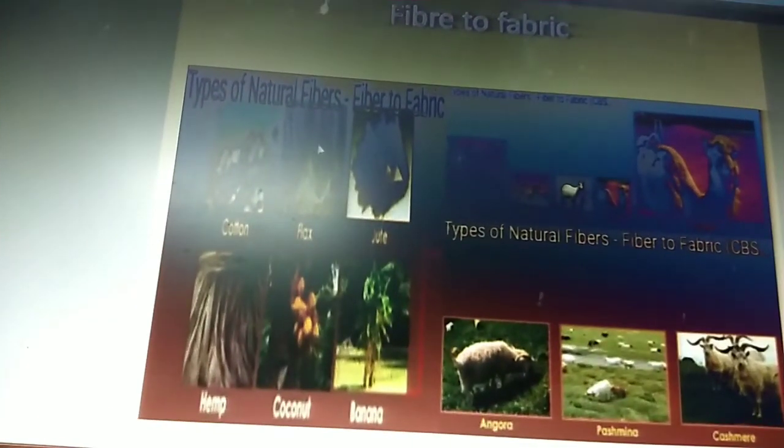Coming to types of natural fibers. First one, cotton, the picture is here. Then this is the flax, that is linen. Next is jute. Next, hemp. Next is coconut coir. Then even from banana you will be getting fiber.